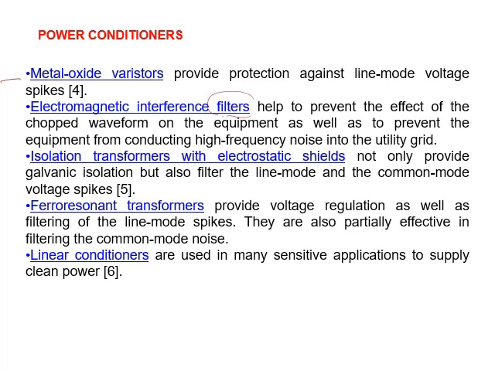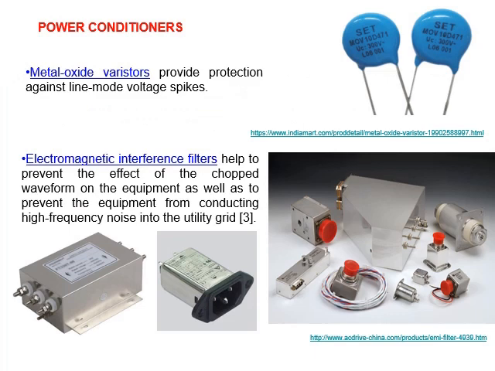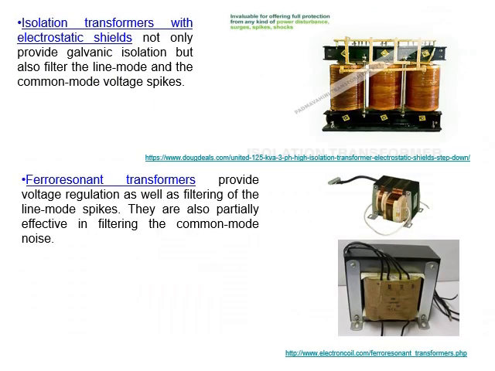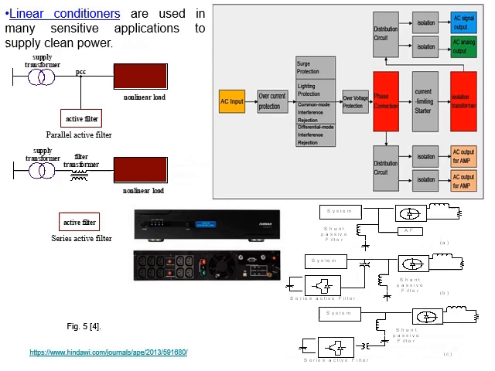Or they use what they call a linear conditioner. It's a circuit with many sensors that, let me say, senses the fault, the type of disturbances, and then tries to deal with it. These are, as I mentioned, the metal oxide varistor. You see here near the supply, the plugs, this one is the electromagnetic interference filter. These are the isolation transformer with electrostatic shield or ferroresonant transformer, as you can see here, or linear conditioner. Linear conditioner at the end with a circuit.